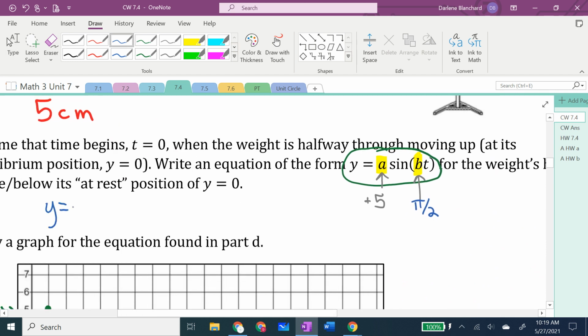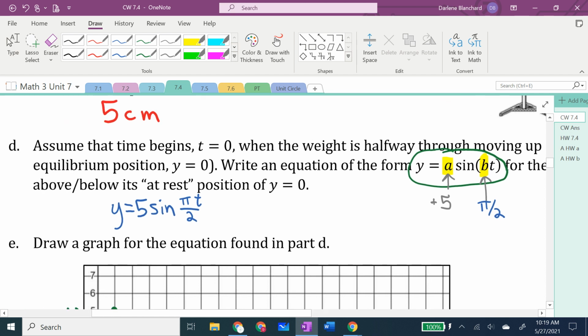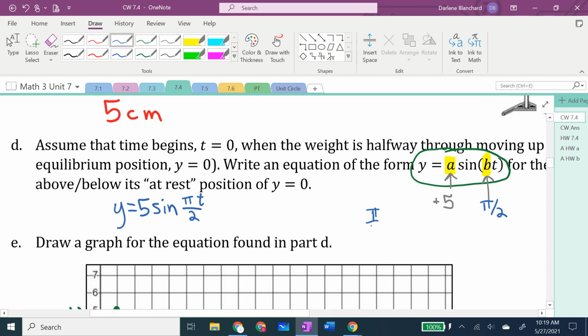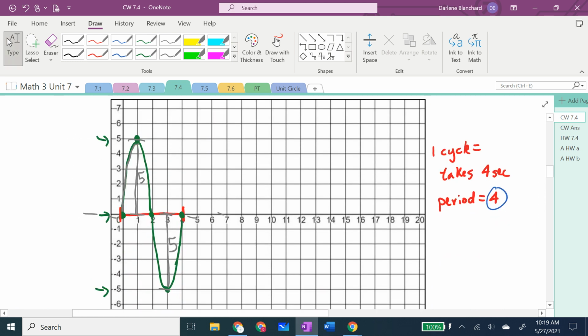So finally, we have y equals 5 multiplied by the sine of pi times time over 2. And you can write it this way, or you can write it as pi over 2 times t, whichever way. And we have one cycle of the graph already drawn. Can you draw the next few cycles? I find it easiest to plot the ends of the quarter cycles and then draw from there.